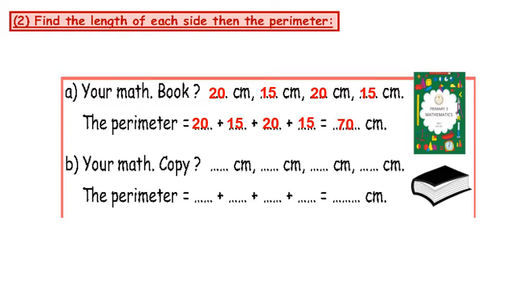equals 70 centimeters. I want to know the perimeter of my copy. So I use my ruler and I measure all the sides of my copy. Okay, the first side equals 12, 18, 12, 18. To know the perimeter, add all the sides: 12 plus 18 plus 12 plus 18 will be 60 centimeters. So the perimeter of my copy is 60 centimeters.